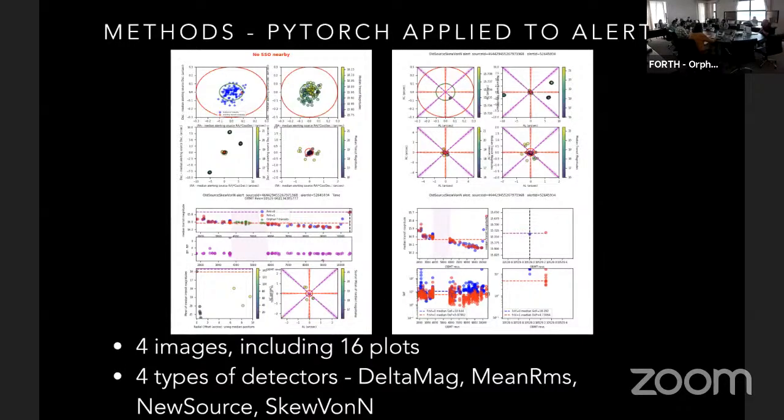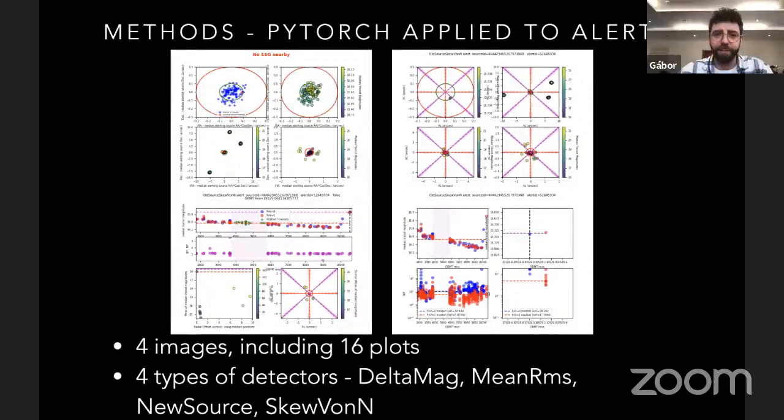Each image, so these are 4 images, but each image has 4 plots. So in total there are 16 plots, and if you include the total images, there could be 20 images used to classify. And of course there are 4 types of the alert detectors. So in total this makes like 80 different possibilities to classify an alert.